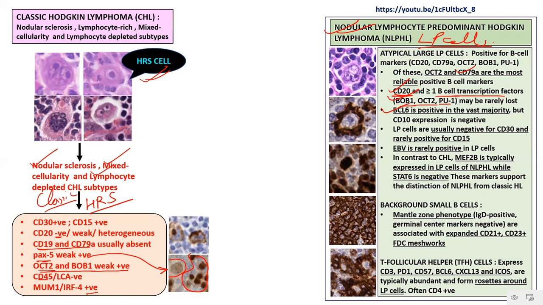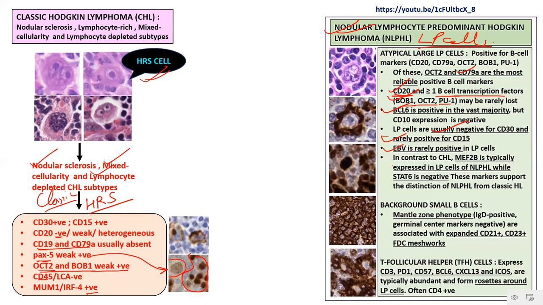BCL6 is usually negative in the case of classic Hodgkin lymphoma types. And unlike the classic Hodgkin-Reed-Sternberg cells, the LP cells are usually negative for CD30. You might get occasional positivity. However, CD15 is very, very rarely expressed in the case of LP cell. EBV, unlike classic Hodgkin lymphoma, is rarely positive in the case of the LP cell category.